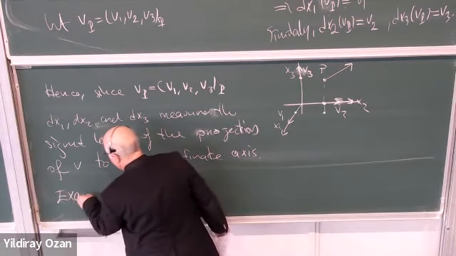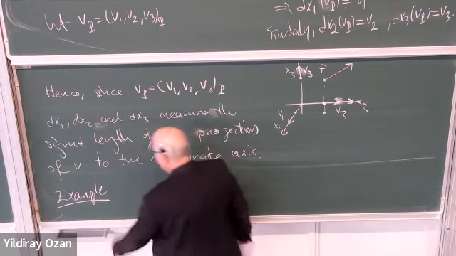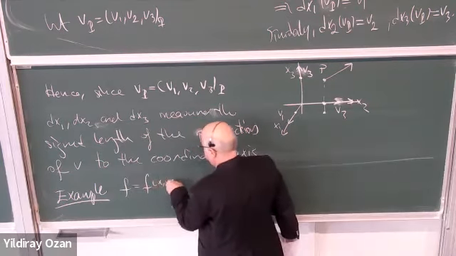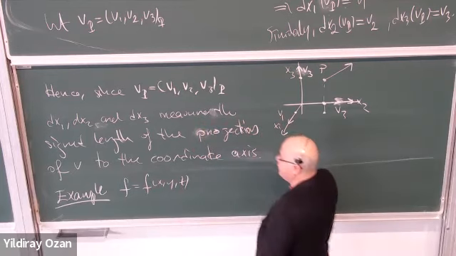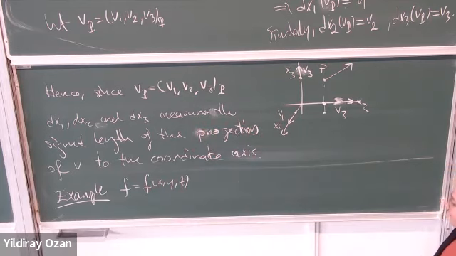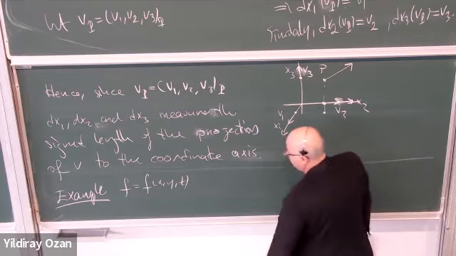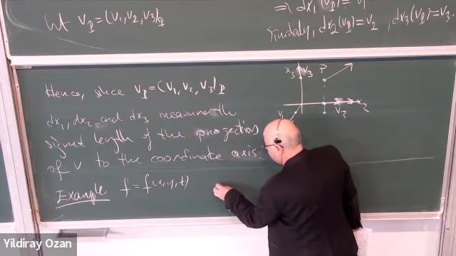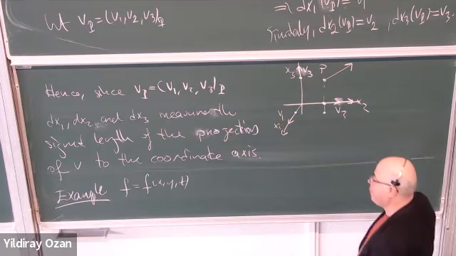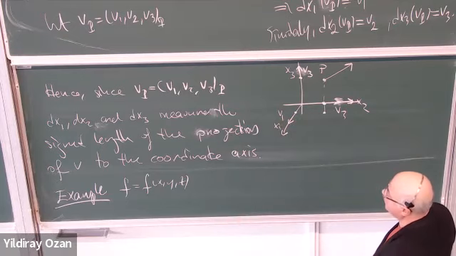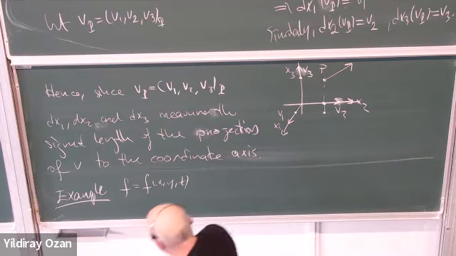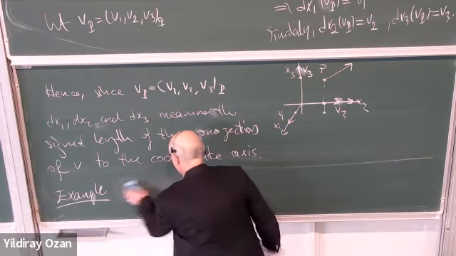Another example. So let's say f is a function of x, y, z. I changed the notation to x, y, z. Then what is... no. I'll do another example. Okay.